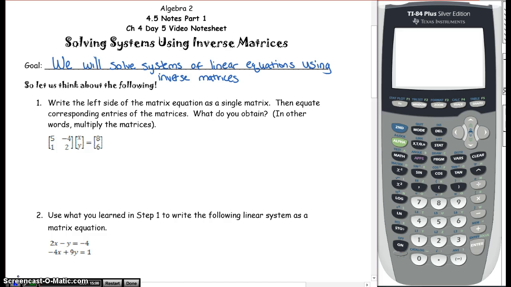Everyone, this is Mrs. Pagan, and in today's lesson we will be solving systems of linear equations using inverse matrices. We will definitely need a calculator, so make sure you take out your calculator. As you can see, I have mine right next to me.